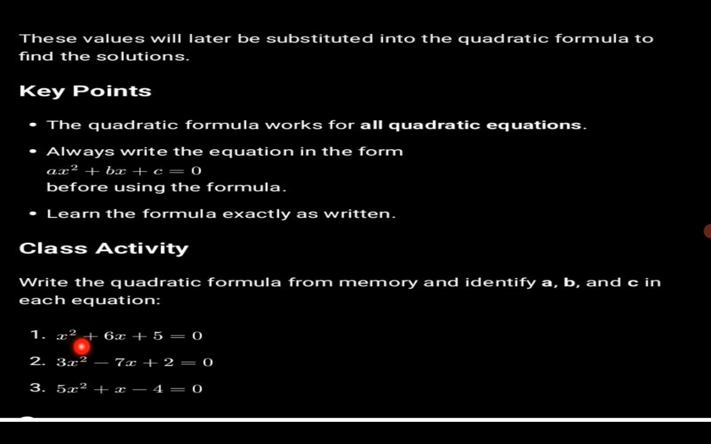So we have x squared plus 6x plus 5 equals 0. 3x squared minus 7x plus 2 equals 0. 5x squared plus x minus 4 equals 0. So I want you for each of these equations to write down the values of a, b, and c. That's all I want you to do. Don't go ahead to solve the equations. Just write down the values of a, b, and c.